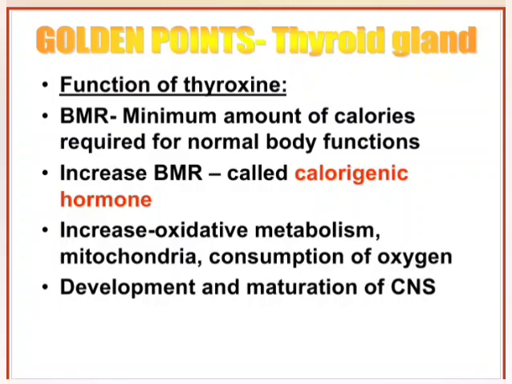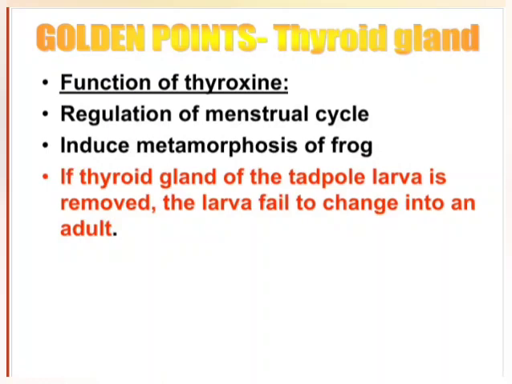And also the main function of the thyroxine is to help in the development of the central nervous system, such as the brain and spinal cord. And also it is responsible for maturation of this central nervous system. That's why we have discussed in the NEET point the cretinism child. In the hypothyroidism condition, the IQ level is very low, and also the child is mentally retarded because of less thyroxine. So the thyroxine hormone is responsible for development and maturation of the central nervous system. In women, the thyroxine hormone is responsible for regulating the menstrual cycle.